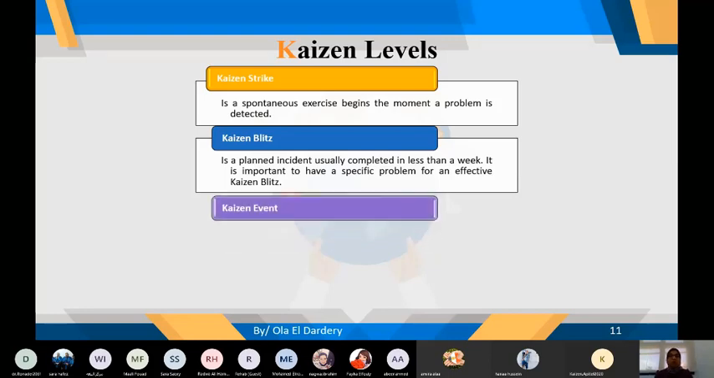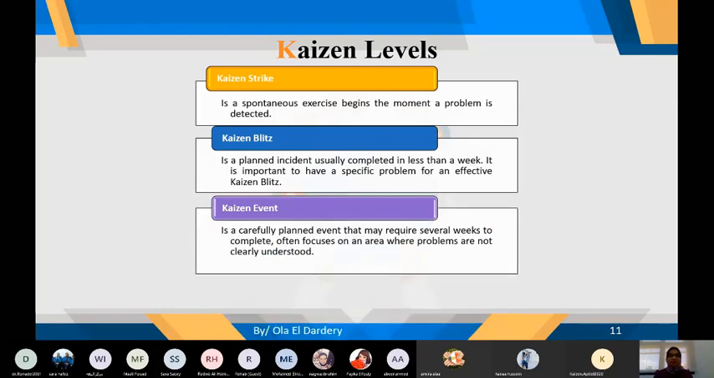Coming to the third and most important level, the Kaizen event. A Kaizen event is a carefully planned event. It requires several weeks to complete, might even take a month or so. It's often focused on an area of work where the problem is not clearly understood. So talking about Kaizen events, now we have not necessarily a problem. We might just be seeking improvement.